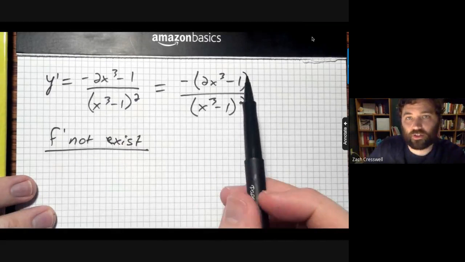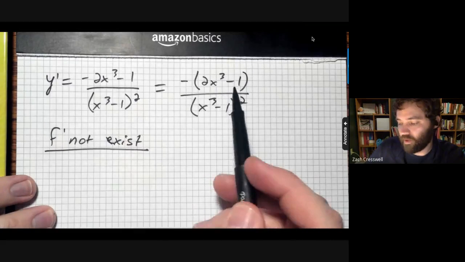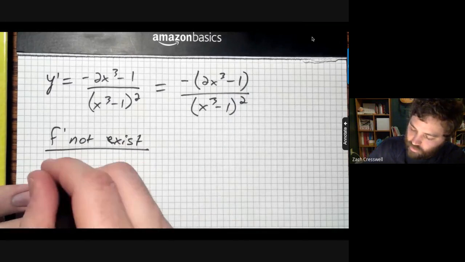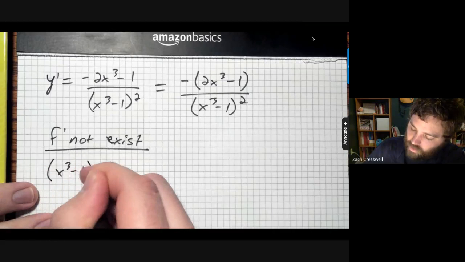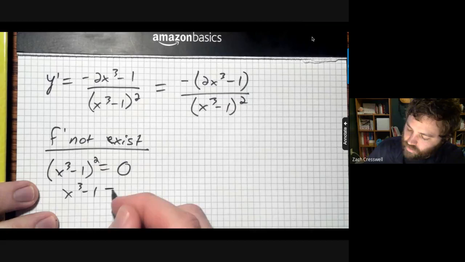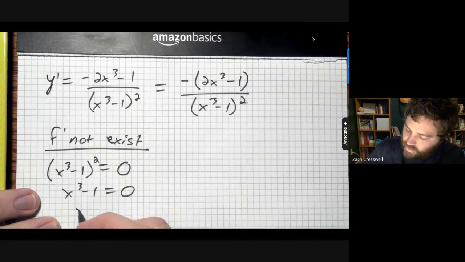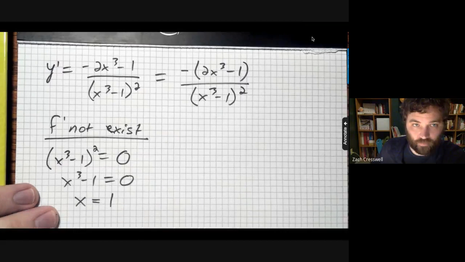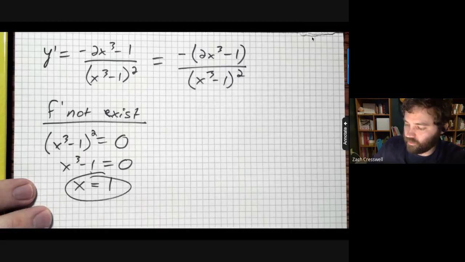Okay, well, the only situation where that will happen is when the denominator is equal to 0. So we want to know, when is (x cubed minus 1) squared equal to 0? That's going to be whenever x cubed minus 1 is equal to 0. That's going to be whenever x equals 1. Okay, so there's one critical point right there at x equals 1.